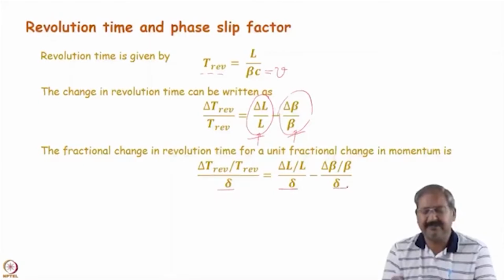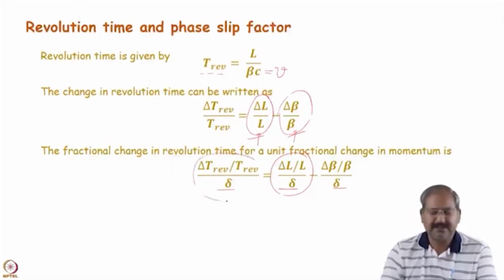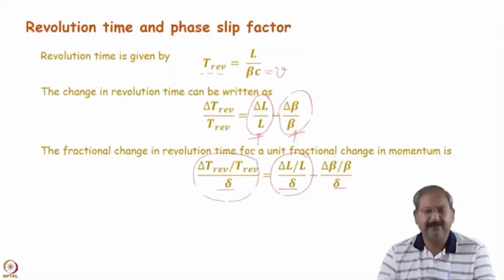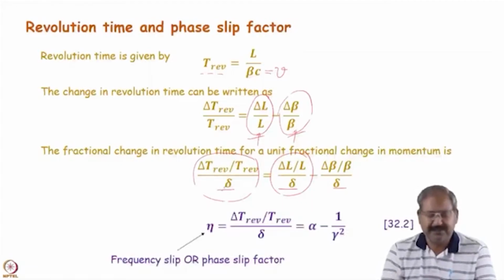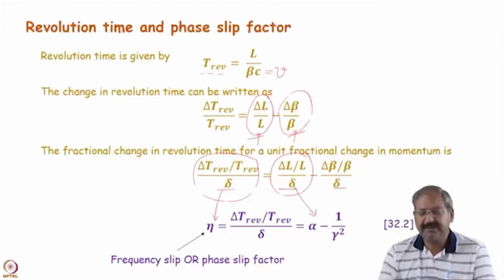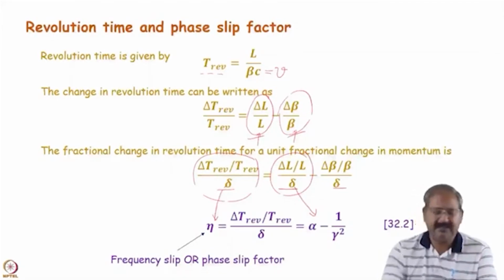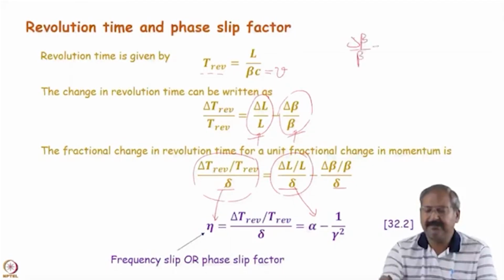Now this quantity you already know is alpha, the momentum compaction factor. And this quantity in accelerators is given a new name, either phase slip factor or frequency slip factor. So this is eta, the frequency slip factor. This is alpha, and delta beta by beta upon delta p by p is just 1 upon gamma square.